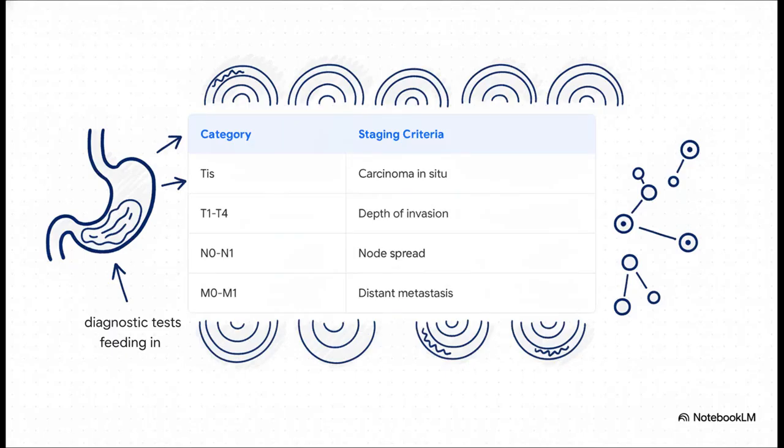All of those diagnostic tests feed directly into the TNM staging matrix. This is how we categorize the exact progression of the disease. T stands for tumor depth, ranging from in situ, meaning it's strictly confined to the surface, all the way up to T4, where it's actively invading adjacent bodily structures. N assesses whether it's hit the regional lymph nodes, and M tells us if there is distant metastasis. This isn't just administrative paperwork. This matrix literally dictates the patient's prognosis and tells us exactly which treatments they're eligible for.